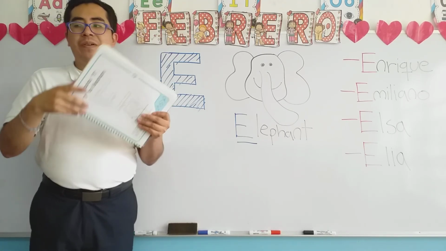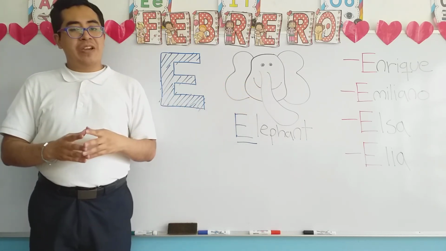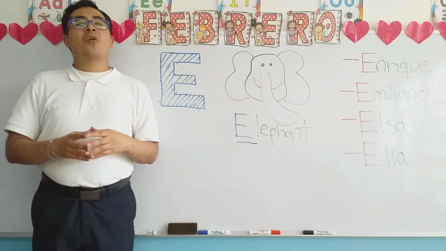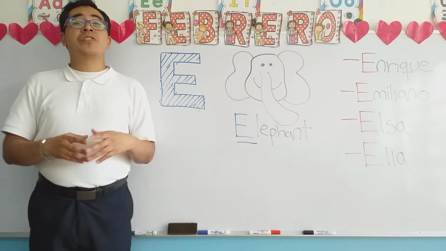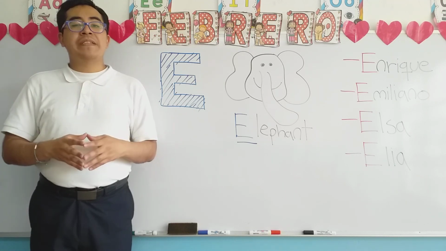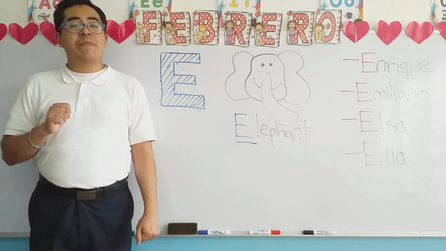Okay, very good. So, that's it for today, my children. Teacher Jacob is very happy to see all my beautiful students of Kinder 1. We continue tomorrow with more activities, more letters, more objects, and more names of people.